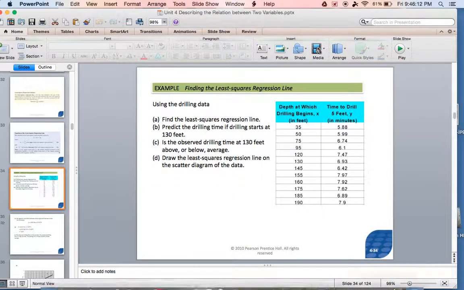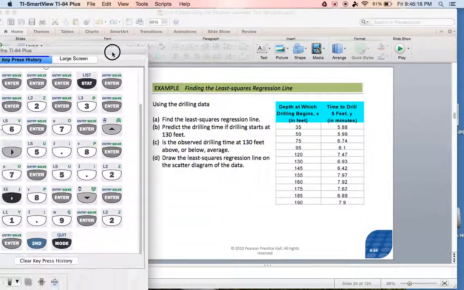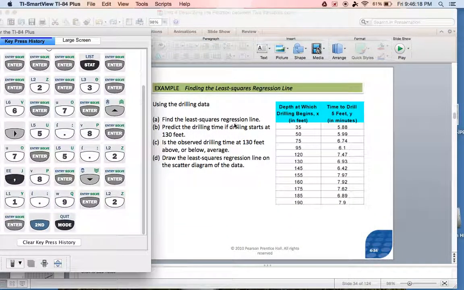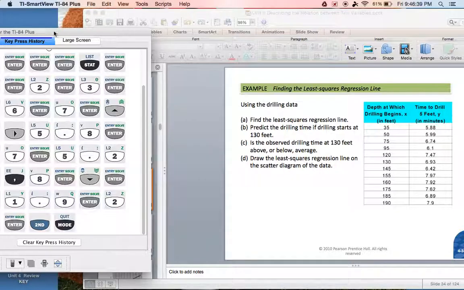So I'm going to pull up the data set that we used in 4.1. We're going to find the least squares regression line and predict the drilling time if drilling starts at 130 feet. Is the observed drilling time at 130 feet above or below average? That would be our residual. So we're going to predict at 130, and we already see that on the table at 6.93. And then we're going to draw the least squares regression line. So let's see how this comes out.